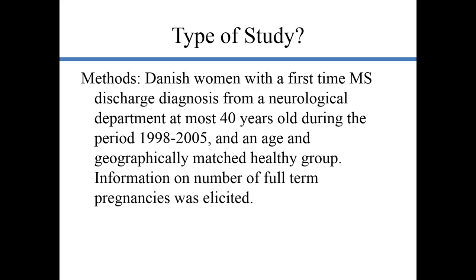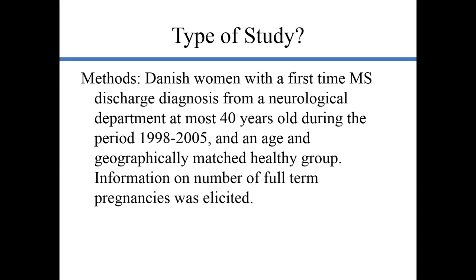Information on number of full-term pregnancies was elicited. One good thing to do in this case is, number one, ask what's the hypothesis? You read something like this, don't forget about the hypothesis. If you don't get the hypothesis correct, you're not necessarily going to get the study design correct. So the way I read this, the hypothesis is that parity, or the number of pregnancies you have, is related to your risk of multiple sclerosis. So either protective, or the more kids you have, the more likely you are to have it. It doesn't say, but somehow the number of pregnancies alters your risk of getting MS.